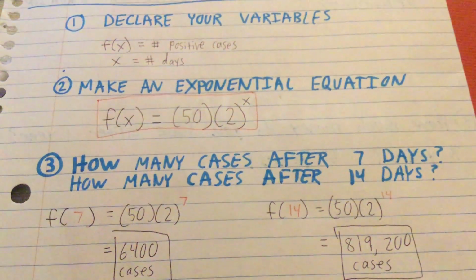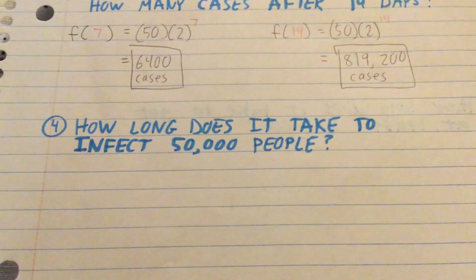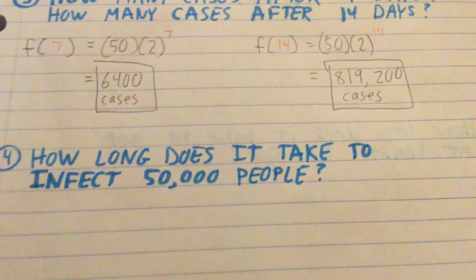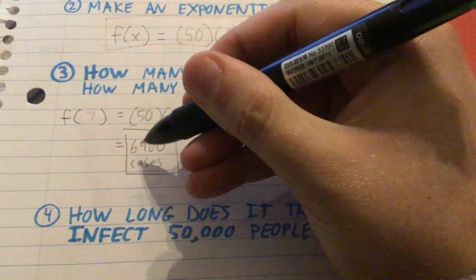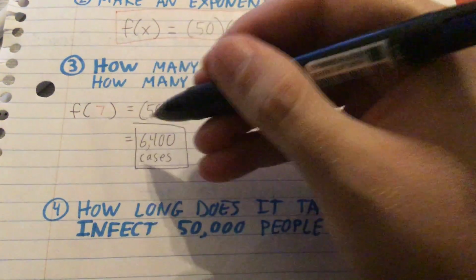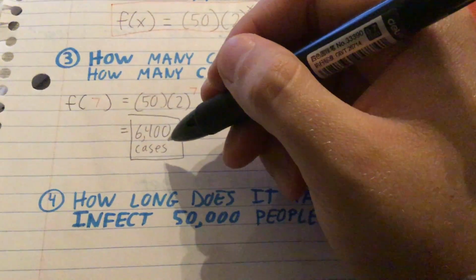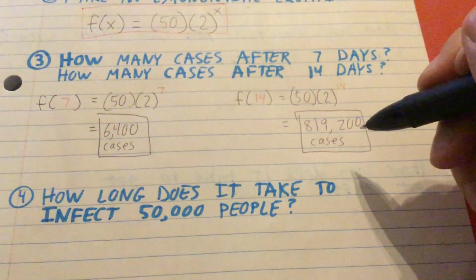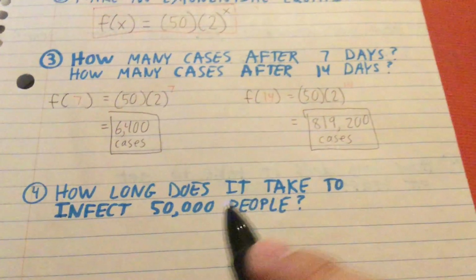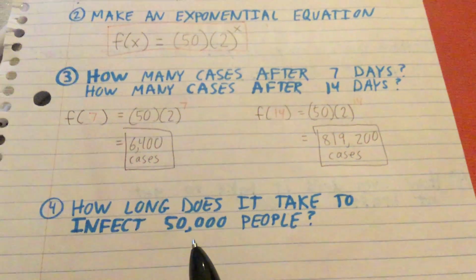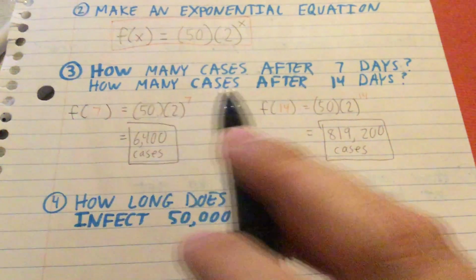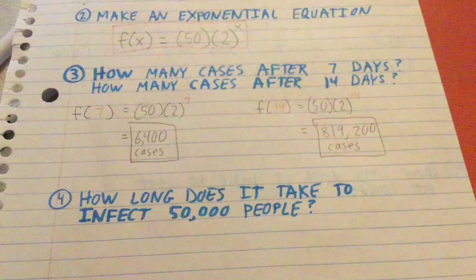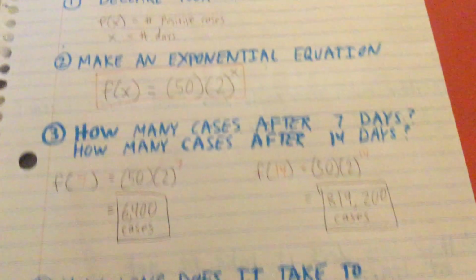But then the next question is, how long would it take to infect 50,000 people? So let's think critically about this. Okay, so we know that 7 days infects 6,400 people. We know that 14 days infects 819,200 people. So we know that this 50,000 is going to be somewhere between 7 days and 14 days. But let's say we want to figure out the exact day.